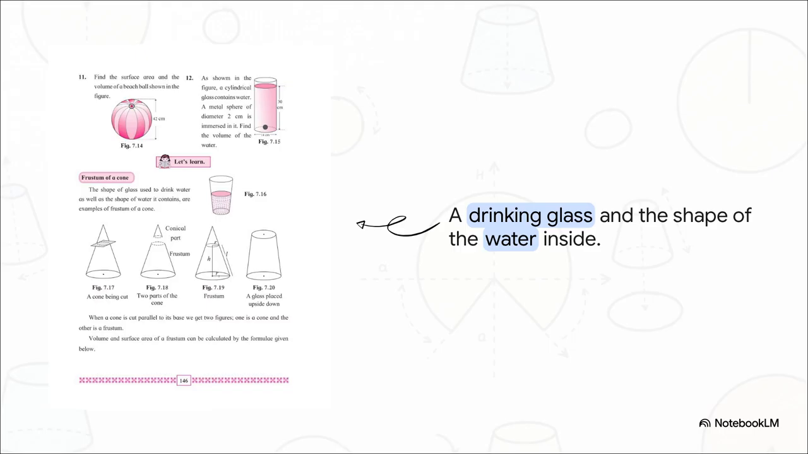The top is actually quite a bit wider than the bottom. Because these sides are gently tapering down, it absolutely isn't a cylinder. Instead, it forms a very specific, fascinating geometric shape known mathematically as the frustum of a cone. And even the water resting inside it takes on that exact same shape.